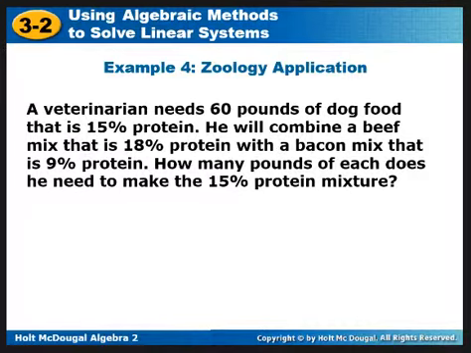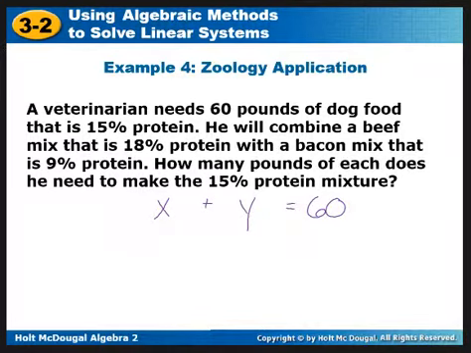We need to get 60 pounds of dog food. And there's essentially 2 different things that we're mixing together. We have a beef part and we have a bacon part. So we're just going to write that like this: x plus y. If you add those 2 together, you should get 60 pounds.